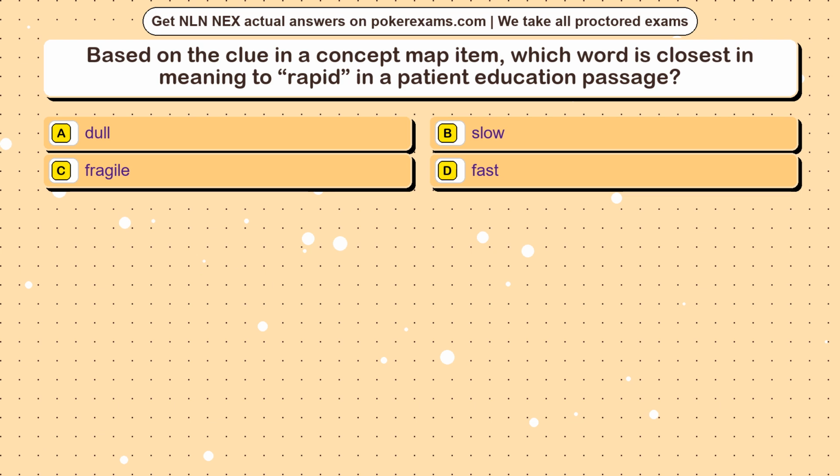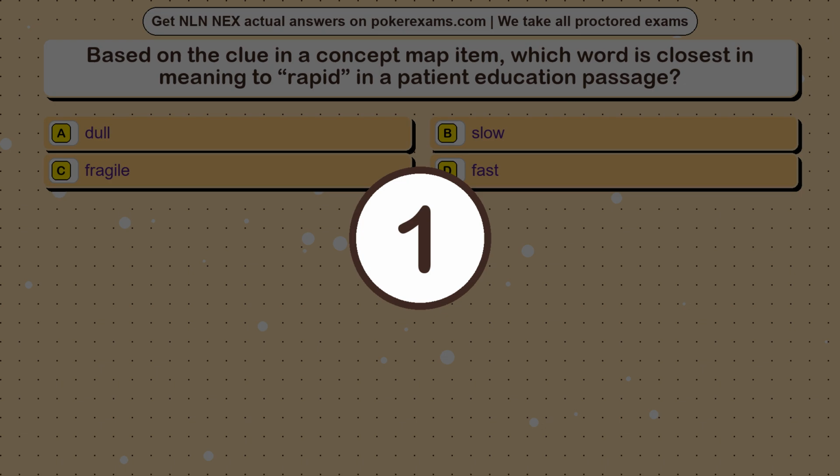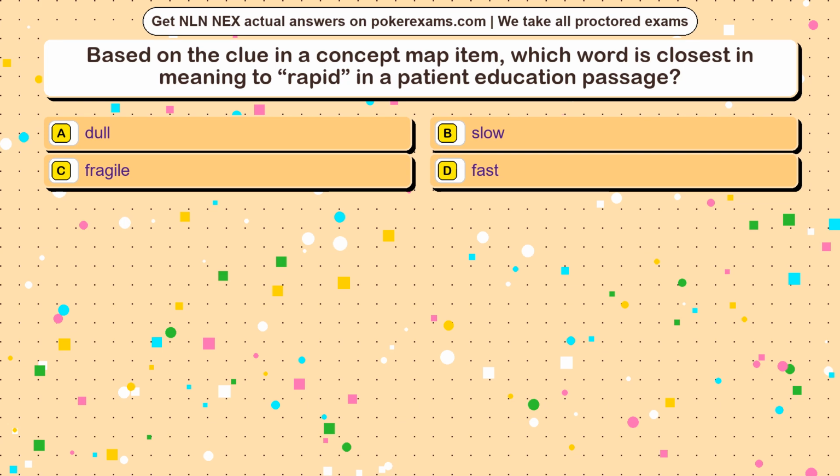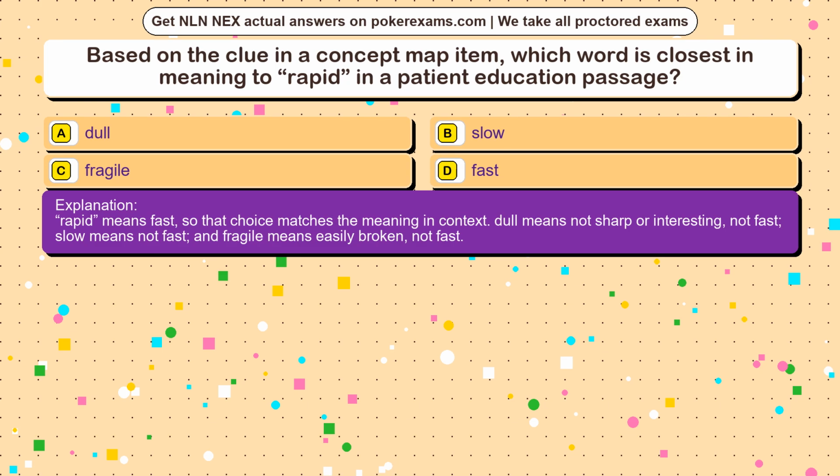Question 17. Based on the clue in a concept map item, which word is closest in meaning to rapid in a patient education passage? Option A, dull. Option B, slow. Option C, fragile. Option D, fast. The correct answer is option. Rapid means fast, so that choice matches the meaning in context. Dull means not sharp or interesting, not fast. Slow means not fast, and fragile means easily broken, not fast.